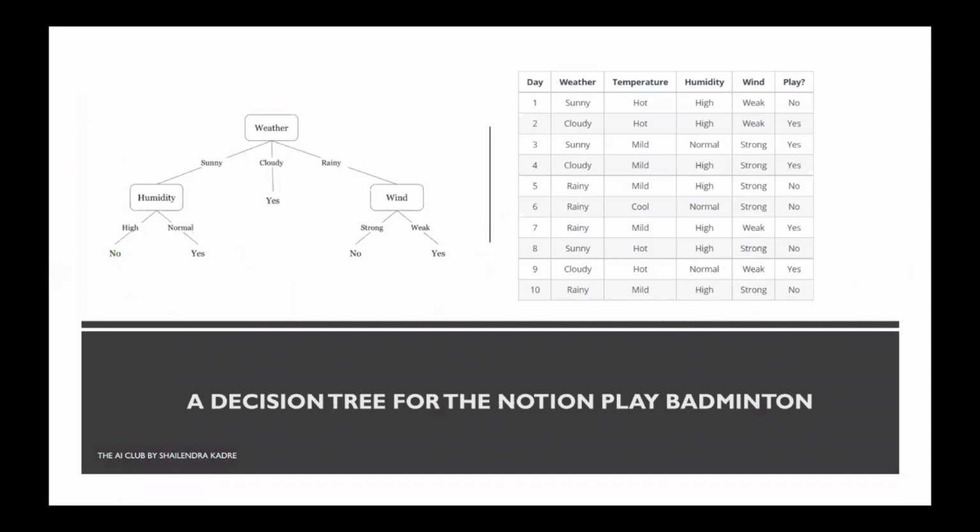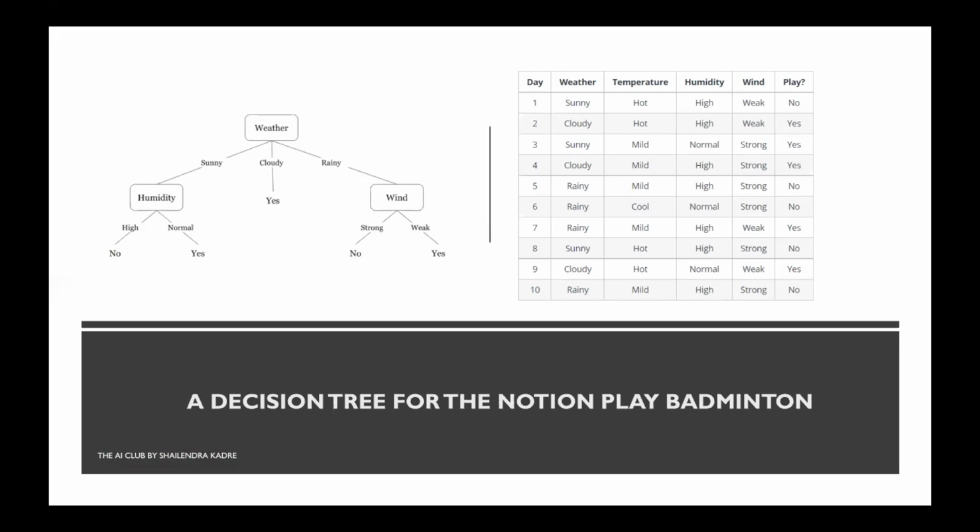So in this slide, instead of using some XOR and AND gates, we have tried using some real-time scenario: a decision tree for the notion of playing badminton. Here are some independent features like weather, temperature, humidity, and wind. Depending on these climatic conditions, we have to predict whether a match is going to happen or not.